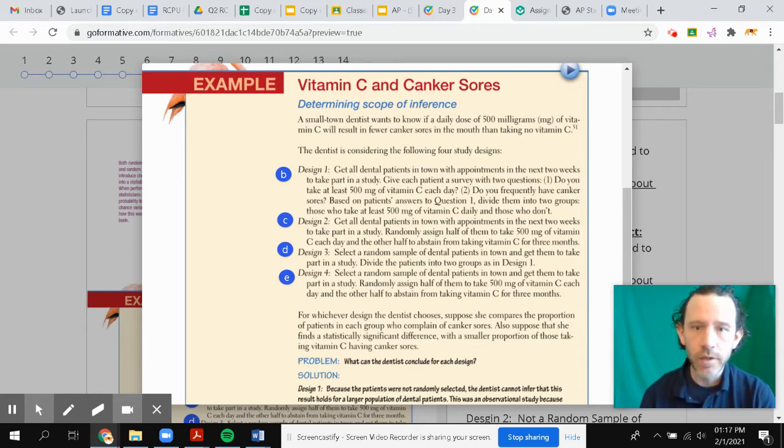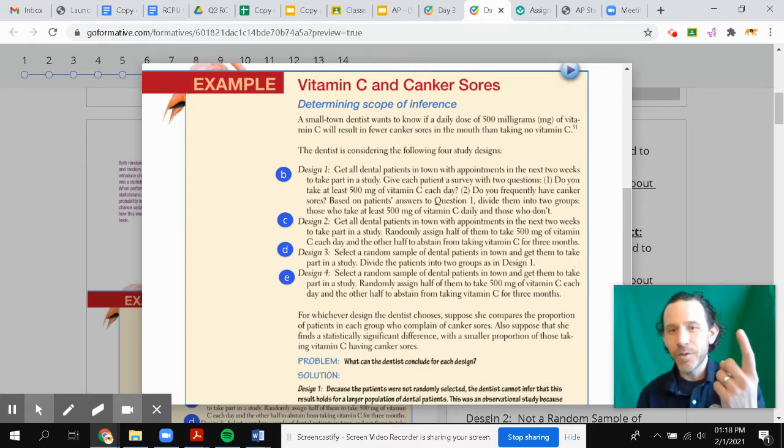So design 1, let's start there. Read through: get all dental patients in town with appointments in the next 2 weeks to take part in a study. Is that a random sample? Doesn't look like it. It's like a convenience sample, so we don't have a random sample here. The next part, give each patient a survey with 2 questions. Do you take at least 500 milligrams each day? Do you frequently have canker sores? Is that assigning the treatments or just observing what's already happening? Well, in this case, it's observing.